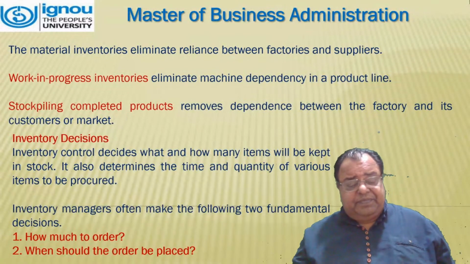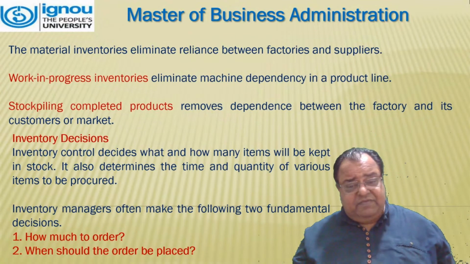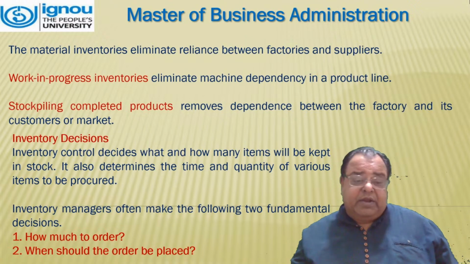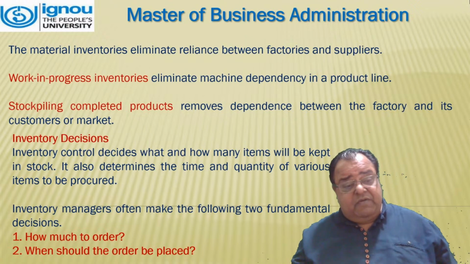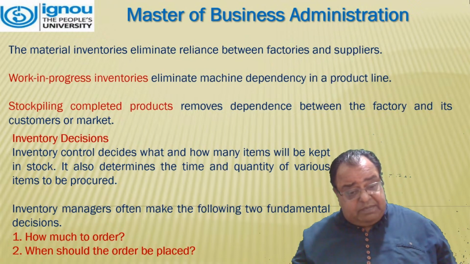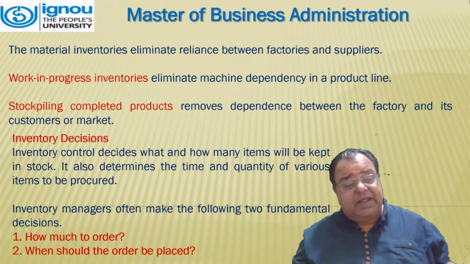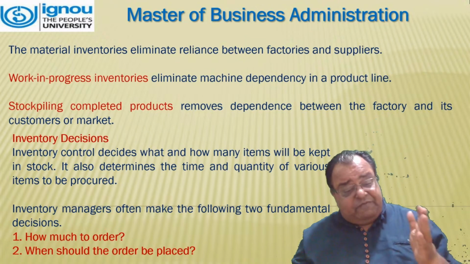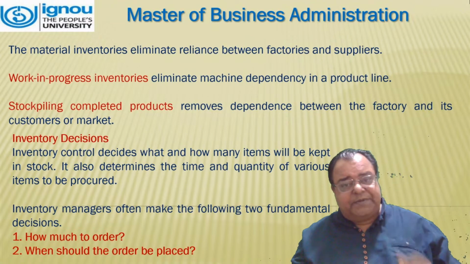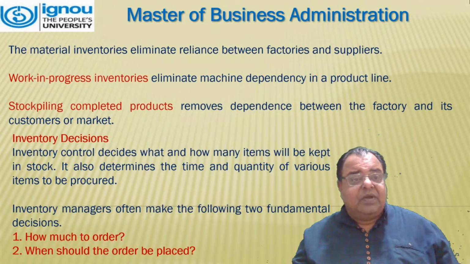Inventory decisions. Inventory control decides what and how many items will be kept in stock. It also determines the time and quantity of various items to be produced. Inventory managers often make the following two fundamental decisions: how much to order and when should the order be placed, because this all includes money in the form of cash and resources.